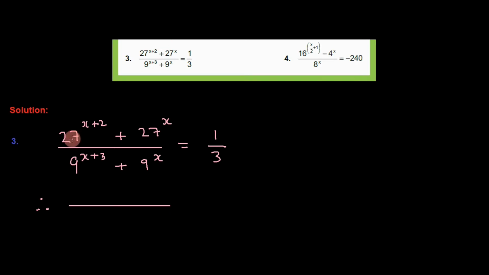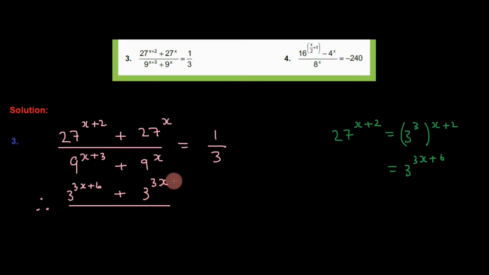We're going to rewrite 27 to the x plus 2 as 3 cubed, all to the x plus 2. And in multiplying the powers, it will be 3 to the 3x plus 6. And 27 to the x we can write as 3 to the 3x.